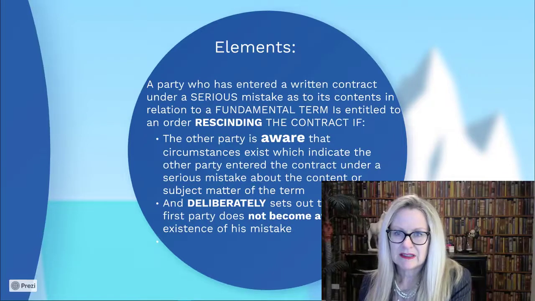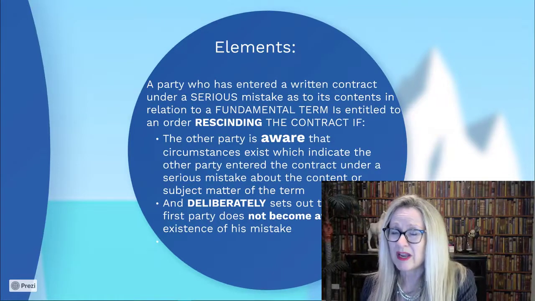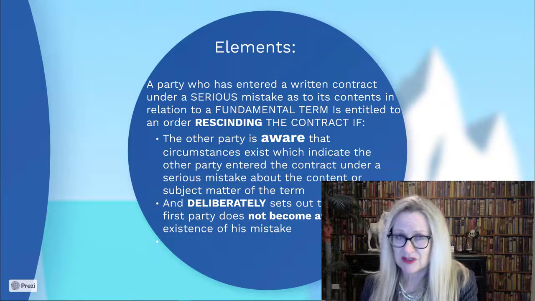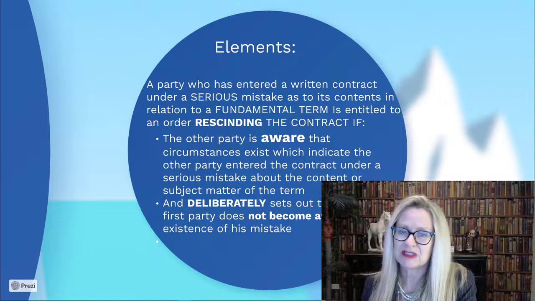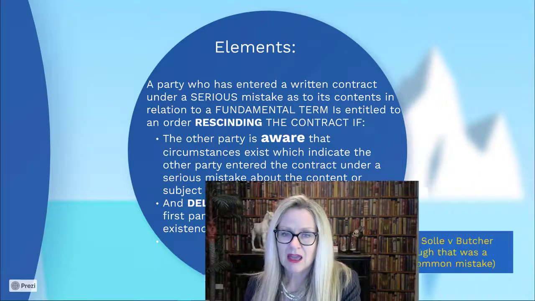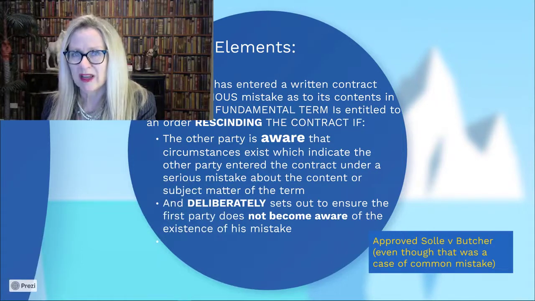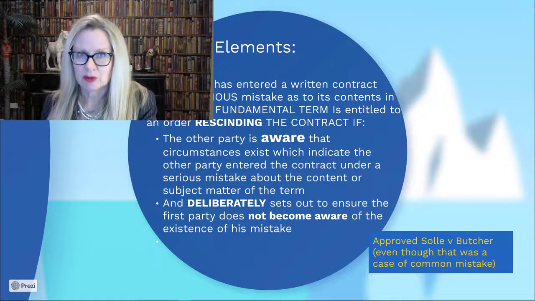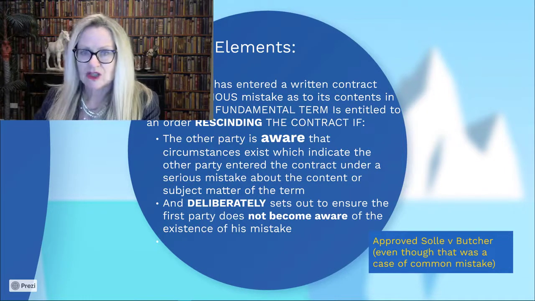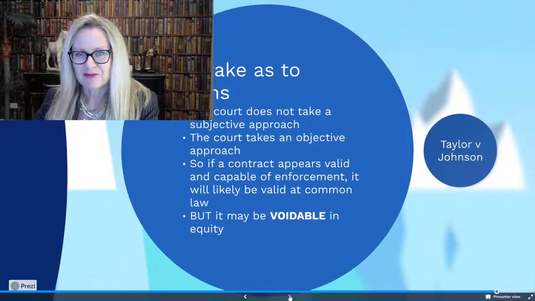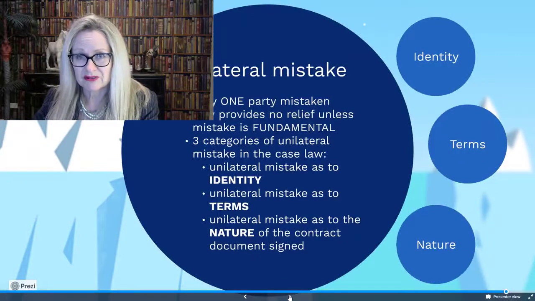The elements, you have to show that the other party is aware that there's circumstances that can show that the other party was suffering under this serious mistake about the content or subject matter of a term, and then they deliberately set out to ensure the first party doesn't become aware. Classic sharp practice, what we call sharp practice, enlivens equity's jurisdiction and allows equitable remedies to be offered. So that is Taylor and Johnson. Dear old Mrs. Johnson, don't forget your glasses when you're going to sign a contract.